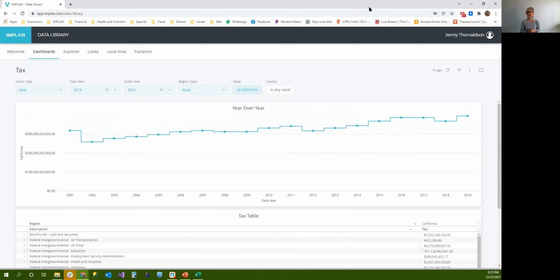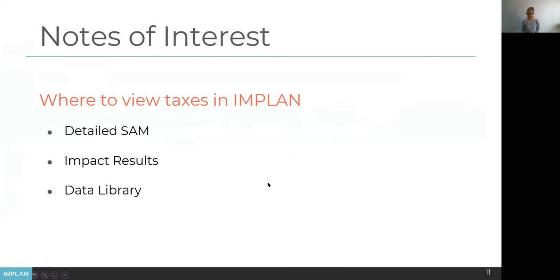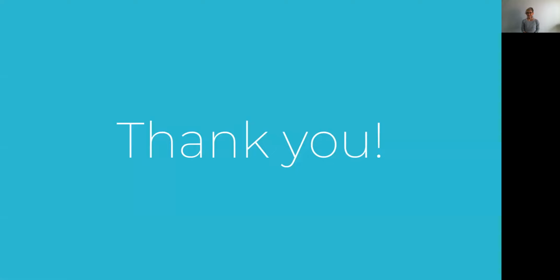So that was just to give you a very brief overview of the different places where you can find tax data in IMPLAN. And I think that will do it for today.